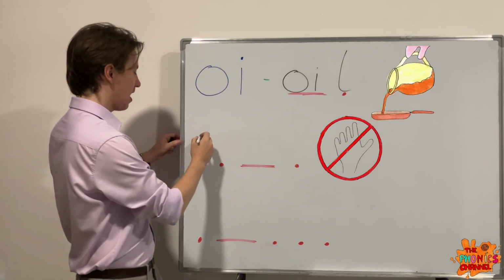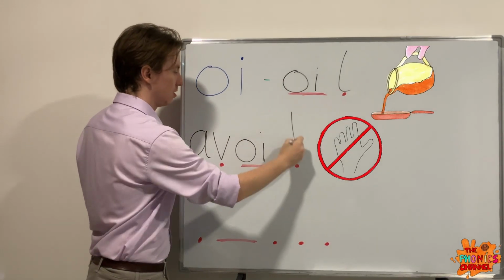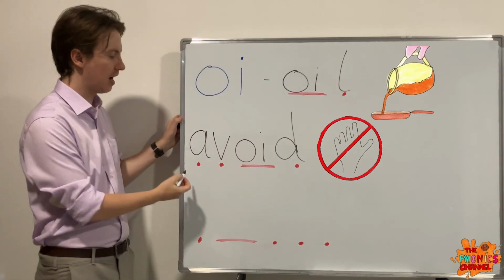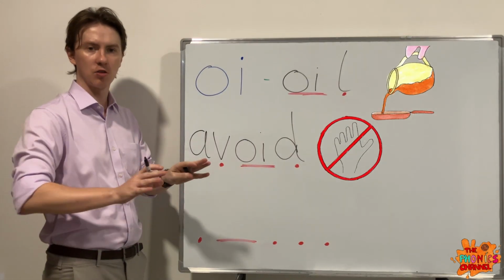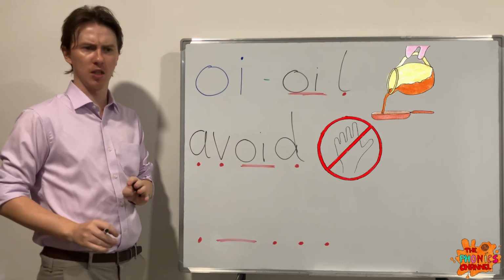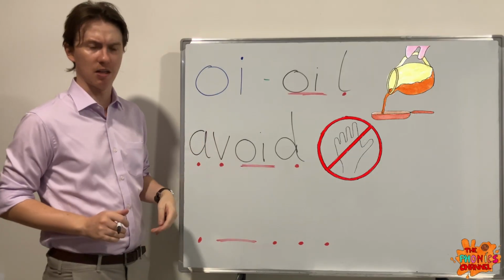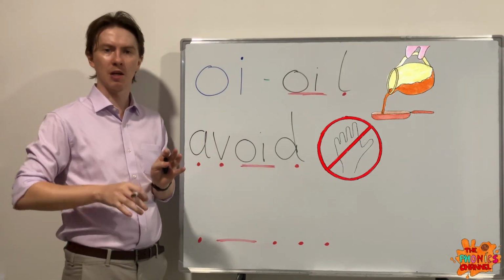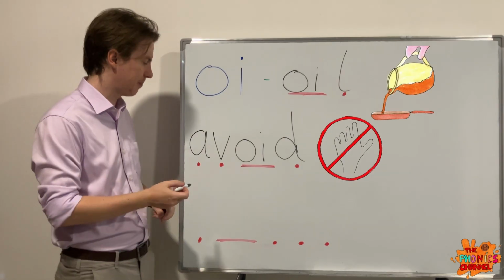Next one is avoid. Avoid. I need to avoid somebody maybe at work. I need to avoid somebody at school. You don't want to talk to them. Maybe they've hurt your feelings or something.